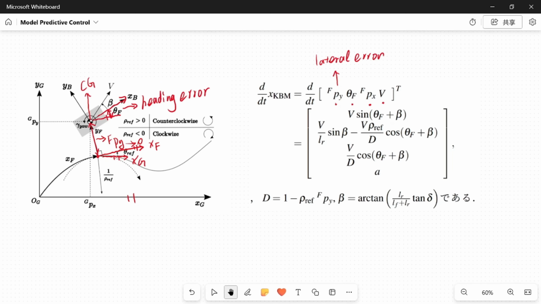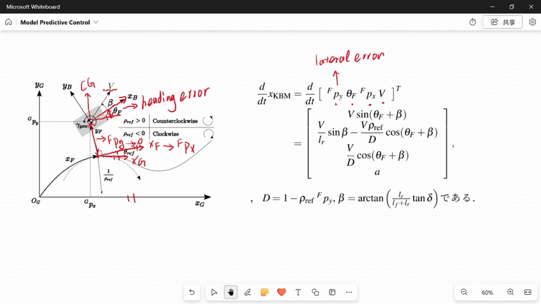Okay, next, FPX. FPX is the longitudinal displacement along the trajectory. This parameter represents how far the vehicle's projection point has traveled along the reference path. Since the road curvature changes continuously as we drive, the controller must know the current FPX to look up the corresponding curvature from the reference path points provided by the planning layer. Well, last is the speed of the vehicle, V.